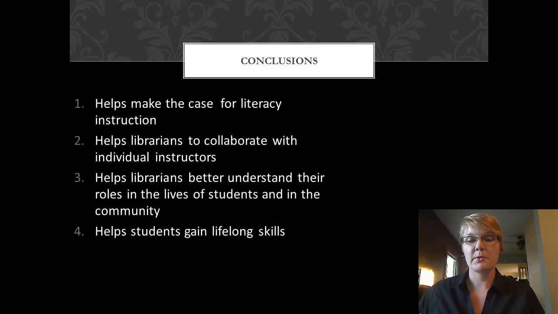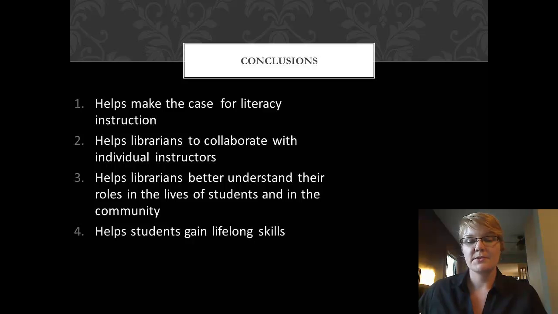I concluded my paper with a discussion on why librarians should take the time to go beyond how we teach these skills to really understand why we teach them and for what purpose, which I think allows us to do several things. Number one, it helps us to make our case to potential faculty and university collaborators that it's vital that they embed literacy into the college curriculum. It also helps us to collaborate with individual instructors about what should be covered, not crammed, into our class sessions. It helps librarians, I think, to better understand their roles in the lives of our students and in our community.